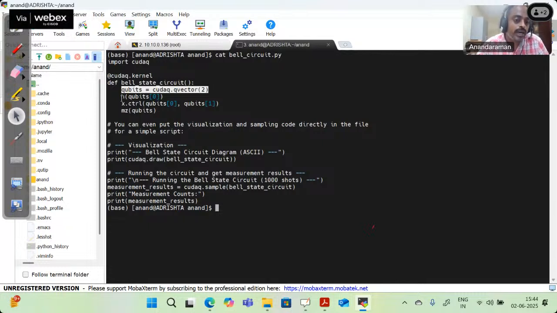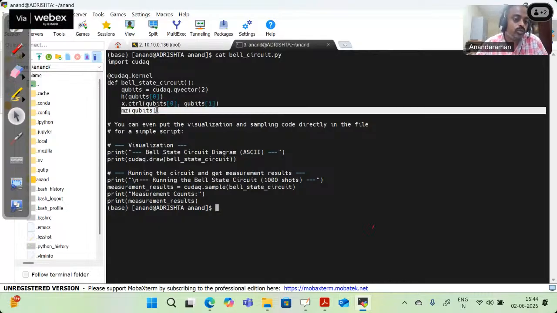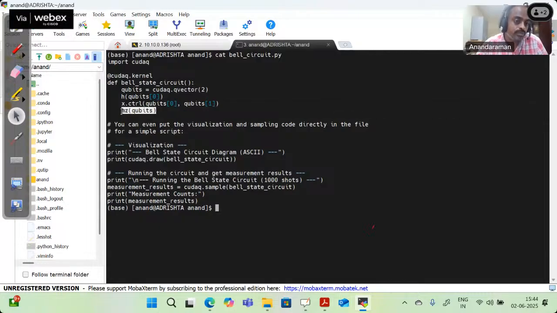And we are applying a Hadamard gate on qubit 0. And we are applying a CNOT gate on qubit 0 and qubit 1. Qubit 0 is the control qubit and qubit 1 is the target qubit. Then mz is a measurement. We are measuring these qubits in the Z basis; m is measure, in the Z basis. These 2 qubits we are measuring. Then for visualizing, I'm just running this code.